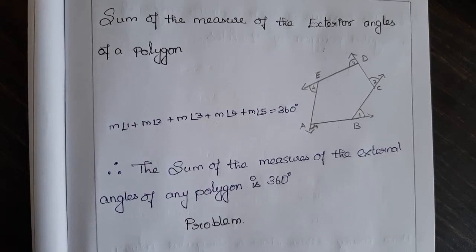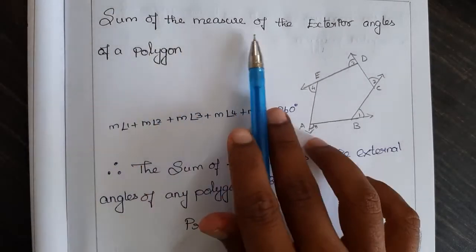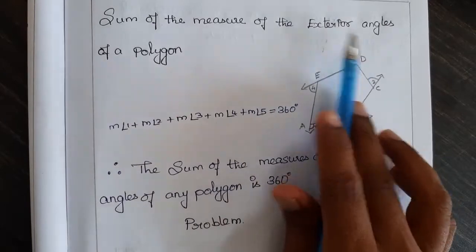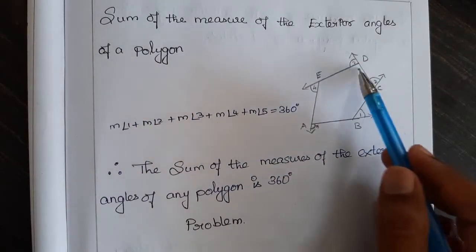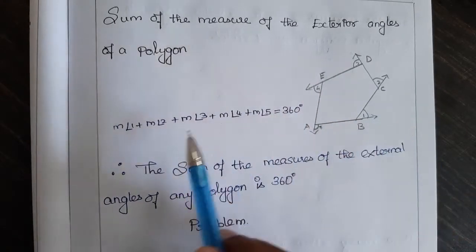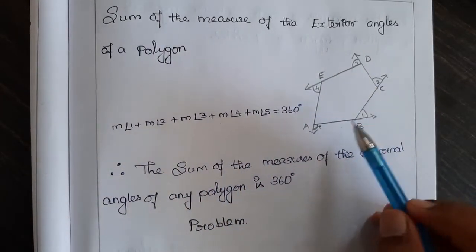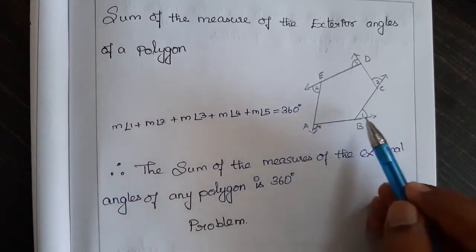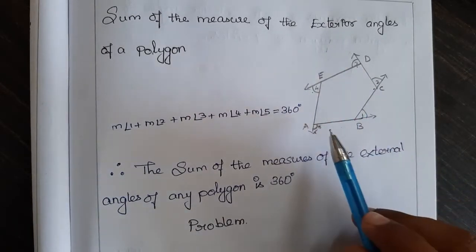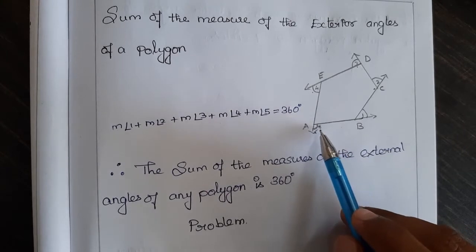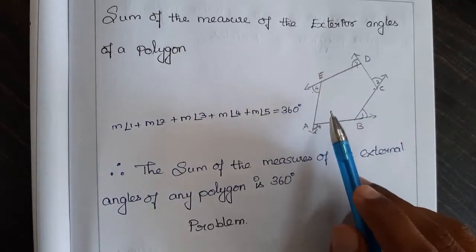Hi students, today we are going to learn about the measures of the exterior angles of a polygon. If there is any polygon, we are going to measure the exterior angles. Here I consider one polygon and it has exterior angles 1, 2, 3, 4, 5. 5 angles are there in the exterior. So what will we get by adding all these 5 angles?